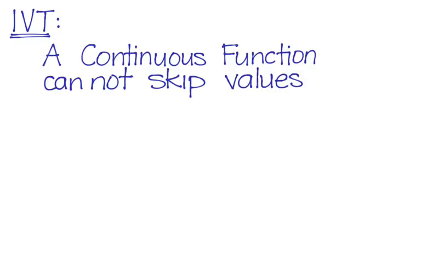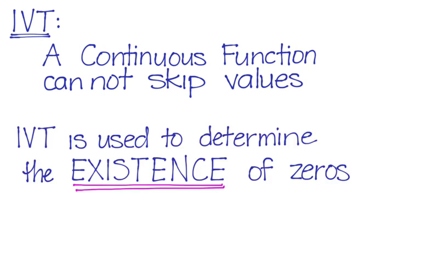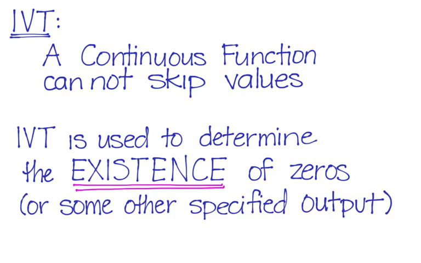So here is the intermediate value theorem. The fact is a continuous function cannot skip output values. So the intermediate value theorem determines existence, not what the 0 is, not finding the 0. Just being able to state there must be a 0 or some other specified output. So it's not used to solve anything. It's just used to determine that there must be a solution.